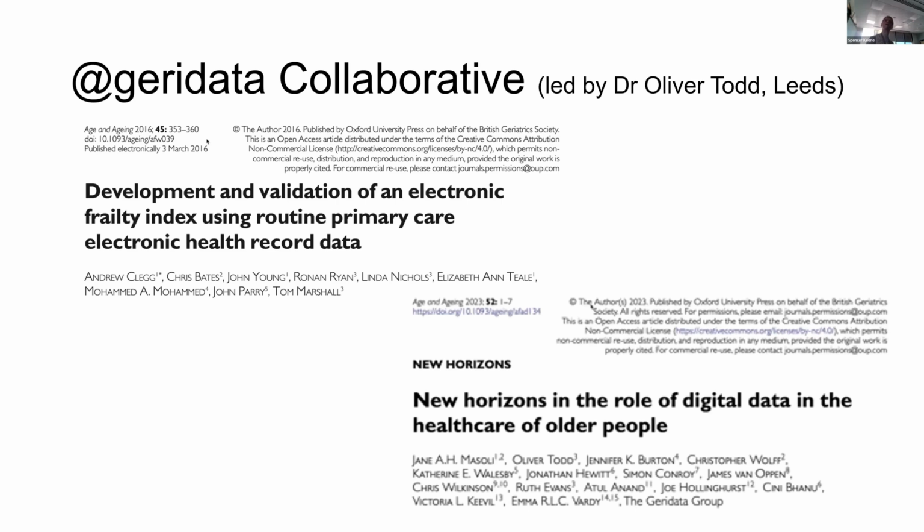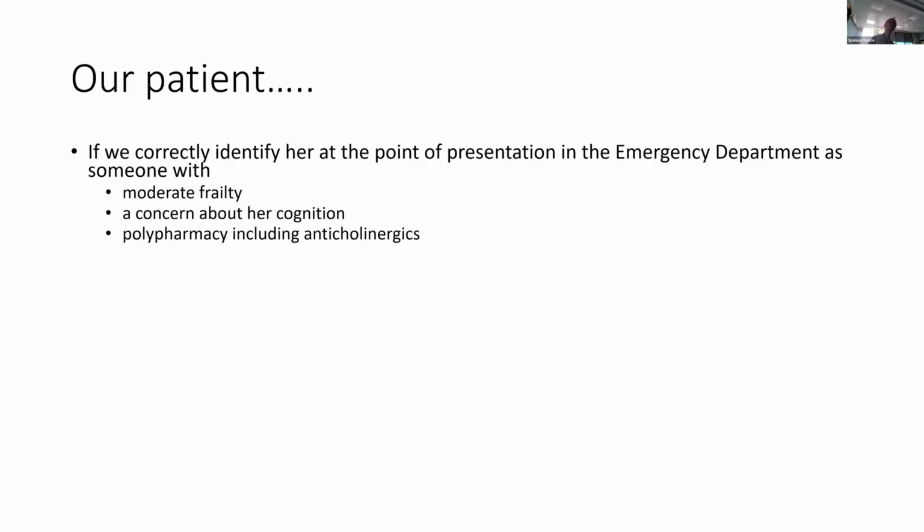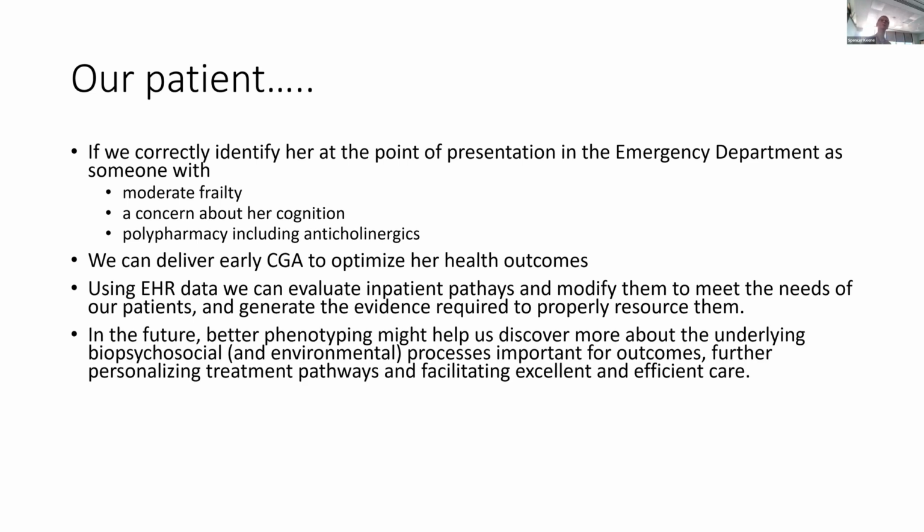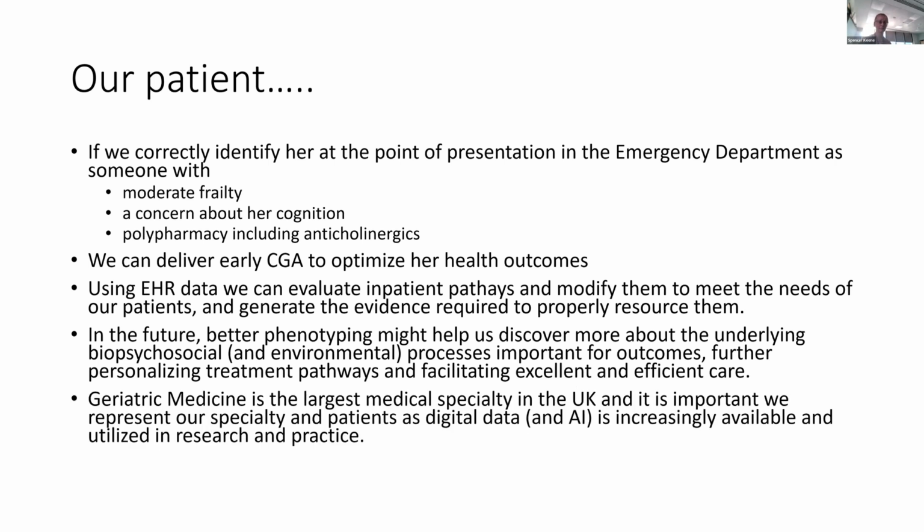So just going back to our patient very quickly, if we identify at the point of presentation someone with moderate frailty, concern about her cognition and polypharmacy, including anticholinergics, we can make sure that she gets early CGA to optimise her health outcomes. And so I think using EHR data, we can evaluate those inpatient pathways and better tailor them to meet the needs of our patient. And in the future, I hope that better phenotyping might help us discover more about those underlying biopsychosocial processes for further personalising treatment pathways and facilitating excellent and efficient care.